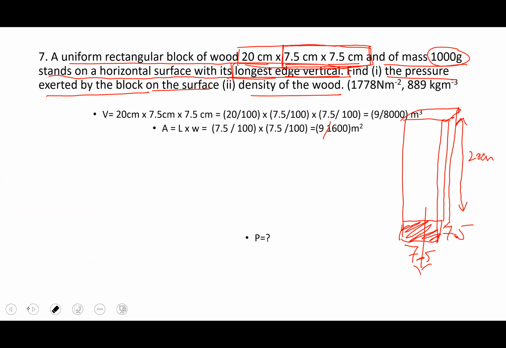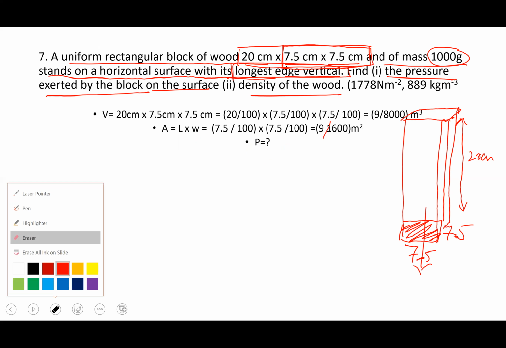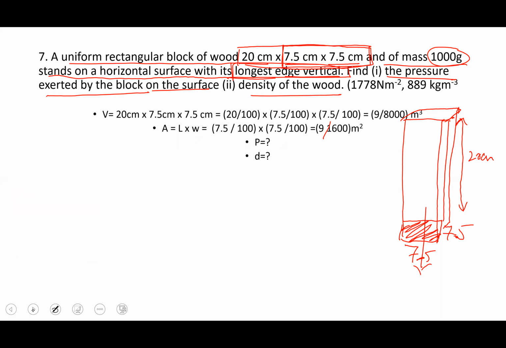Moving on towards the pressure part. Now we know the formula for pressure and the density also. In this case, the mass which is given to us is 1000 grams, which is equal to 1 kilogram, and the force which is given to us as weight, which is mg, which is 1 multiplied by 10, because mass was 1 kilogram, the value of g is 10, so 1 multiplied by 10 is 10 newtons.